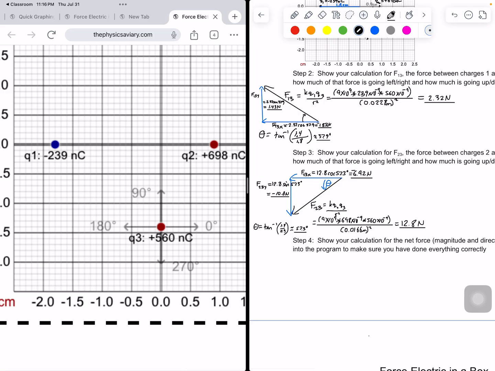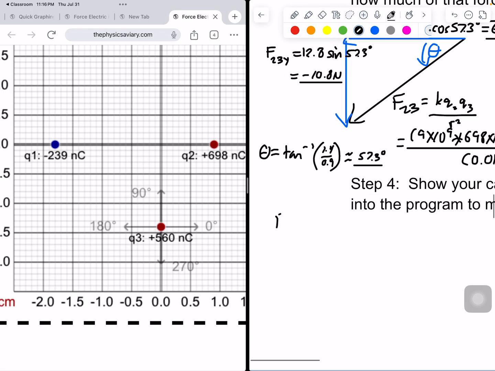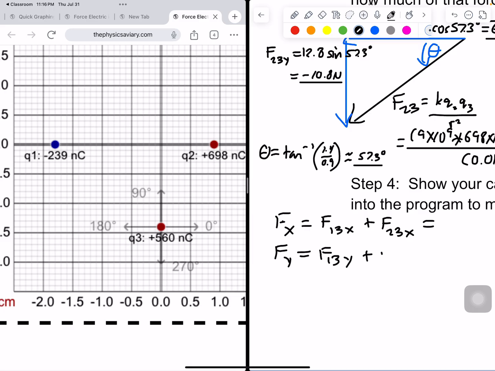All right, so at this point in step 4, we have to find F in the x direction and F in the y direction. So we get that by adding the x components of 1, 3, and 2, 3. And to get the y component of the net force, we add the components of 1, 3 in the y direction and force 2, 3 in the y direction.